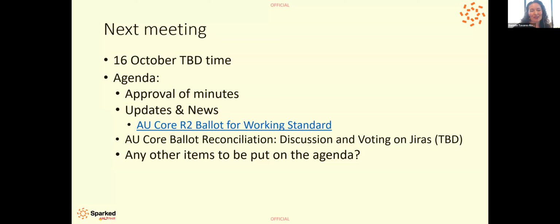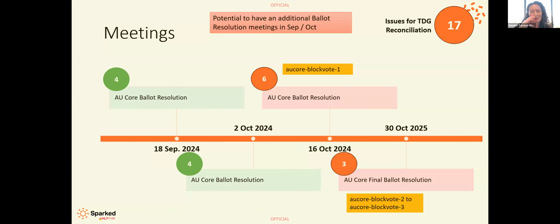We've got a TBD time, but we've just announced it. Our next meeting, we're going to go through more ballot reconciliation, discussion, and voting on JIRAs. The potential agenda is going to come out real soon, probably Monday next week. Well, actually not Monday, because that's a public holiday. I need to shift that.